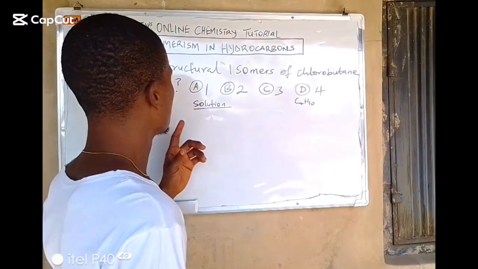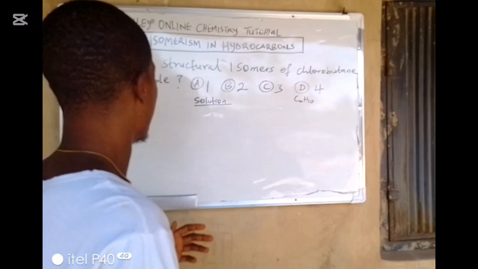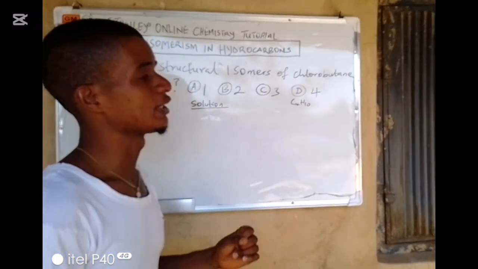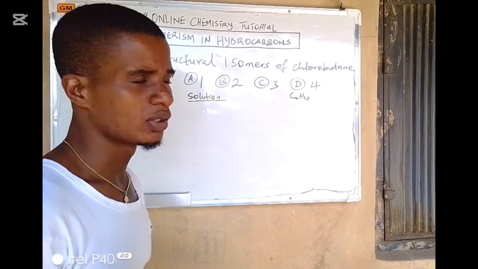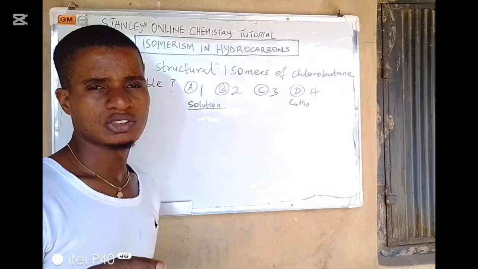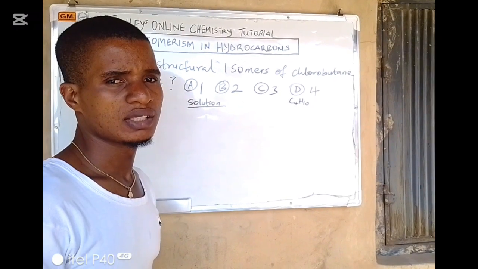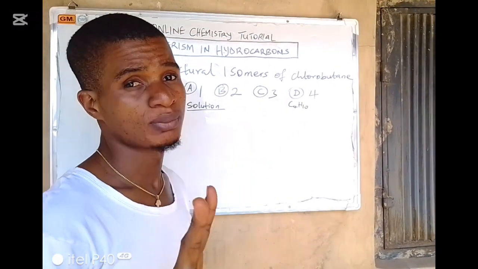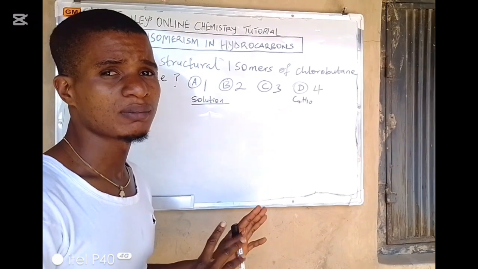Now look up, I want to show you something about this isomerism in organic structures. This question says, how many structural isomers of chlorobutane are possible? Remember in my video about two days ago, I solved the isomers of butane, right? Yes, there we said that butane has two isomers. Okay, this one too is a JAM question.